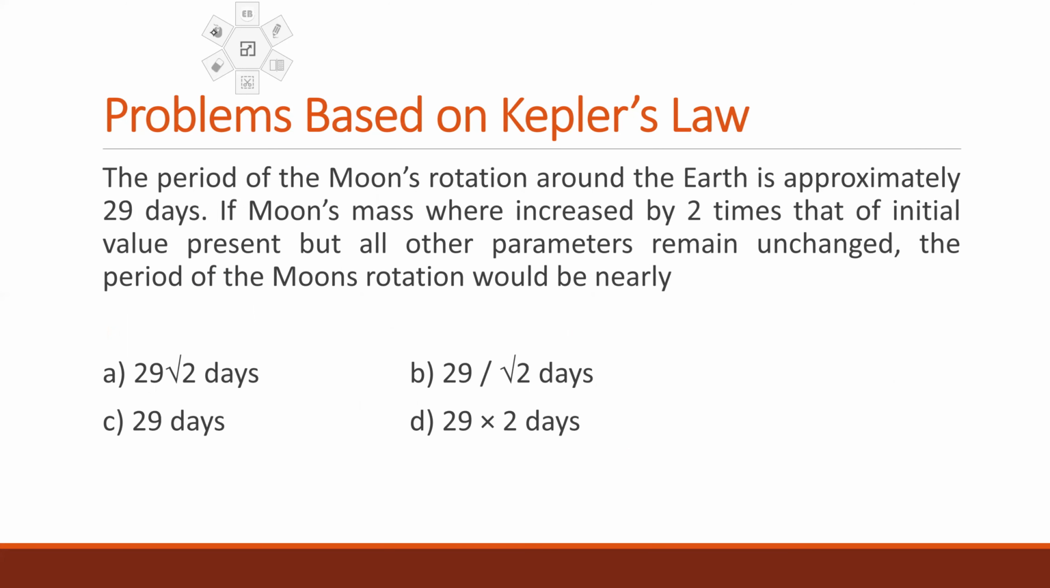Very interesting question now. Important, students, I am doing it. Okay. The period of moon's rotation around the earth is approximately 29 days. Moon rotates around the Earth. If moon's mass were increased by 2 times that of the initial value, but all other parameters remain unchanged, it may be density, distance, whatever, then what is the new period of moon's rotation?